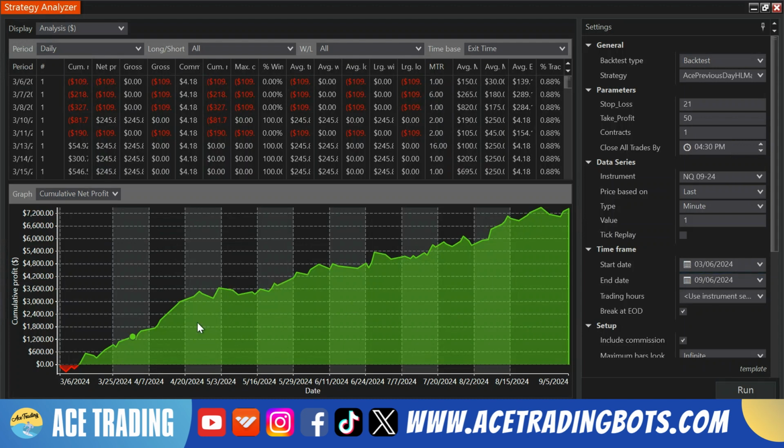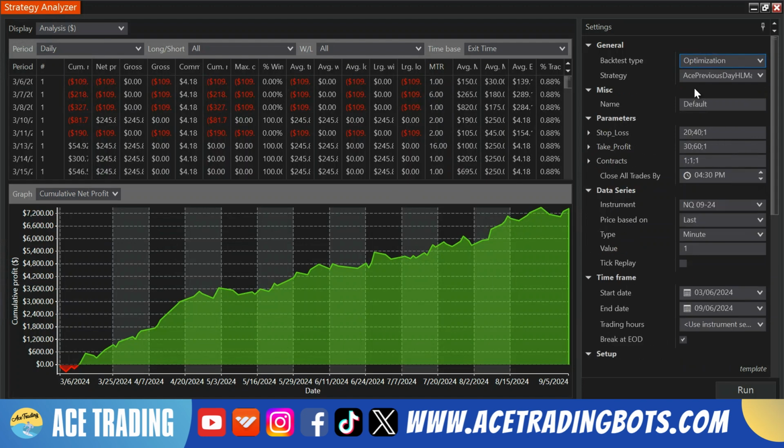How did I get this equity curve? Well, we're going to look at optimization. We're going to optimize this bot to find some great values that we can use for those 6 months. So let's start the journey. Okay, so I have the bot loaded up. I want to make sure that I choose optimization.